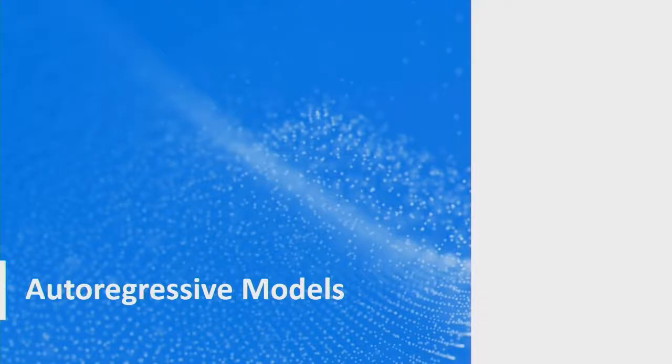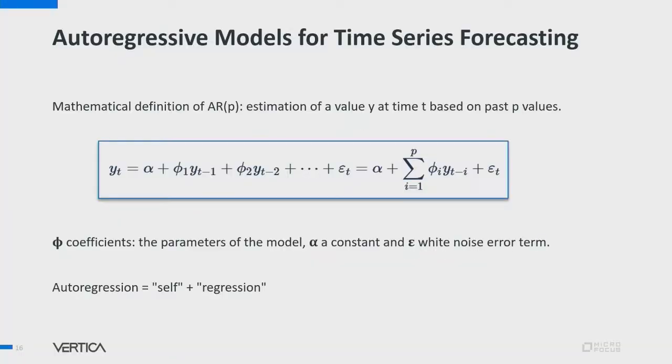So the first algorithm I wanted to discuss today with you is something that we have implemented recently in Vertica, and that's the autoregressive model. Again, a quick refresher on what autoregressive models are. Mathematically, it's the estimation of a value y at time t based on past p values. So not to confuse this with the statistical p-value, this is the value p, which shows the number of periods.